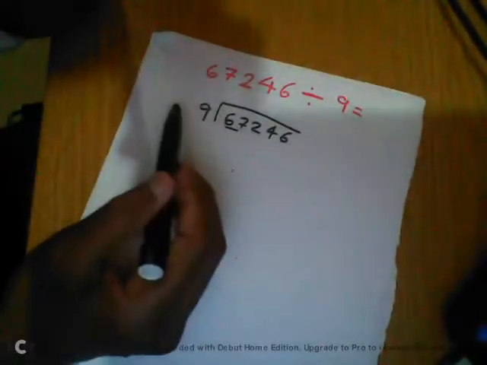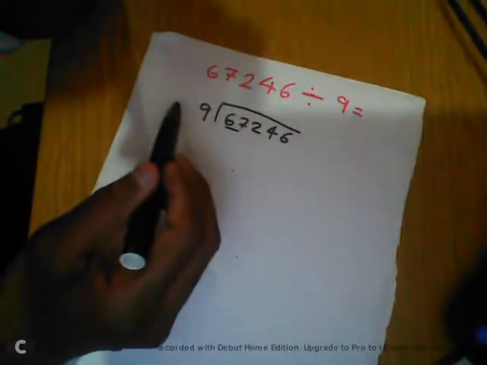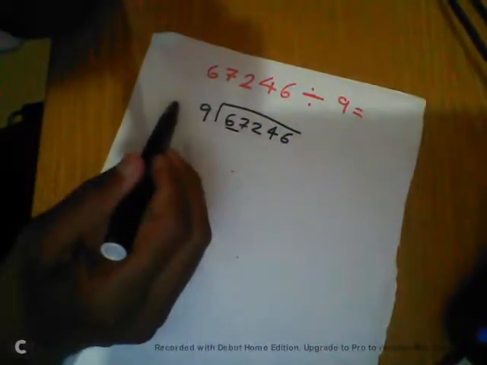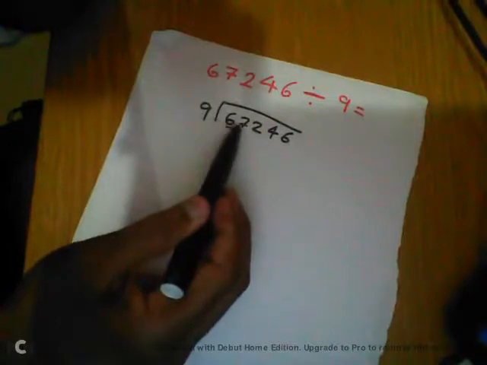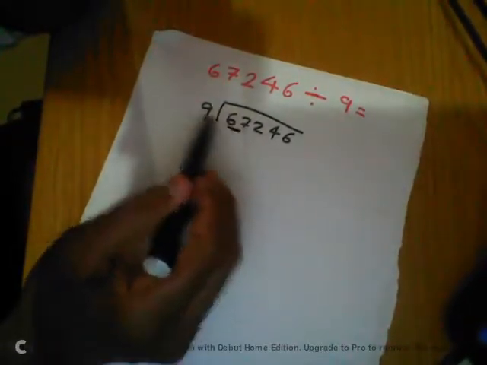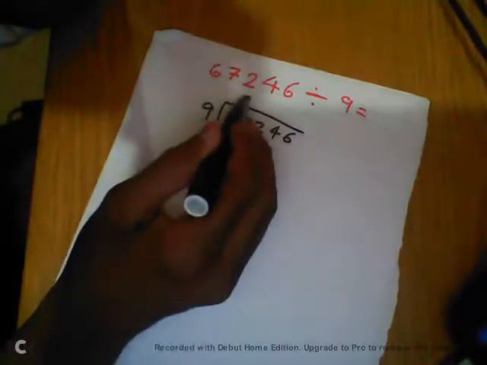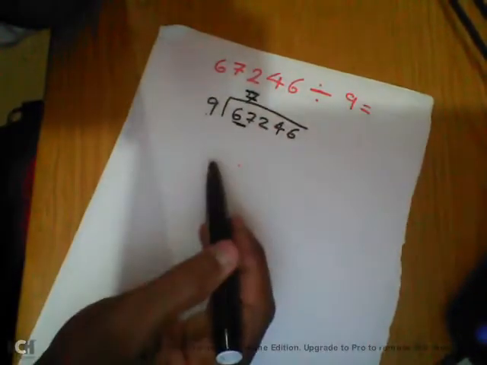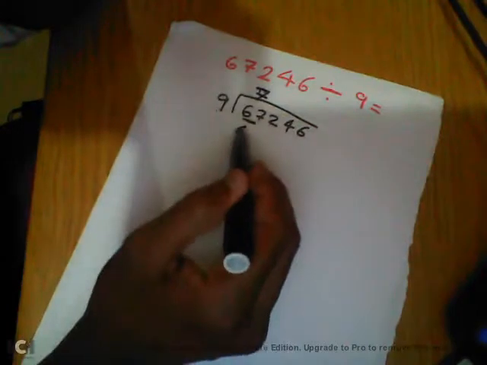But I will say 67, so it can divide. It means it's possible to divide. But if 7 was not enough, then we would say 0. So we say 67, and it's enough. So 67 divided by 9, we get equal to 7. So 7 times 9 is 63.